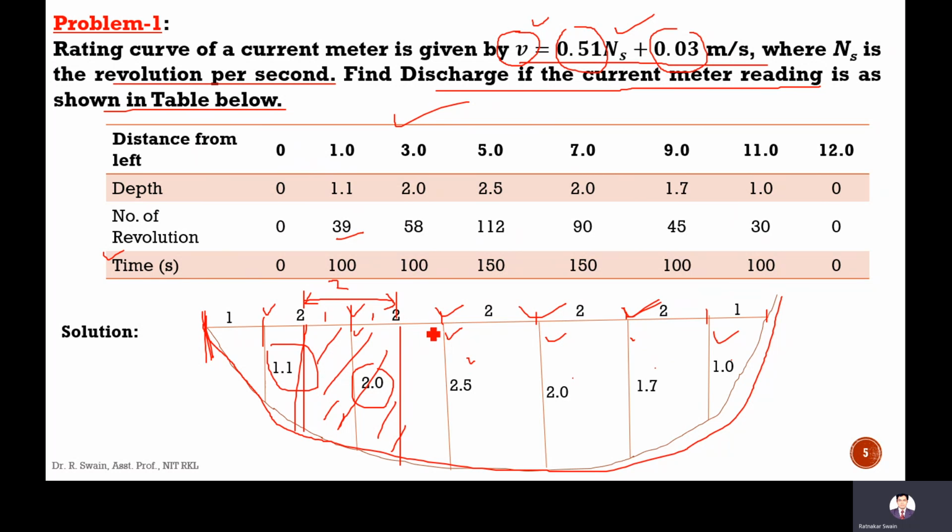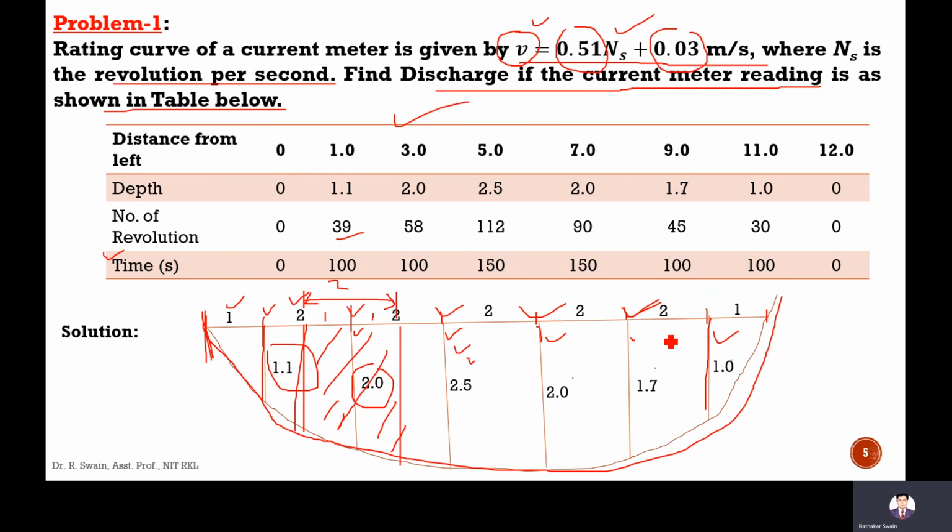For the mid sections, this section will be half of side 1 plus 1, which is 2. For this section it will be 1, this side 1, 2. For this section it will be 1, 1, 2. For the first and last sections, for the first section it will be ((W1 + W2)/2)² divided by 2W1. W1 is 1, W2 is 2.